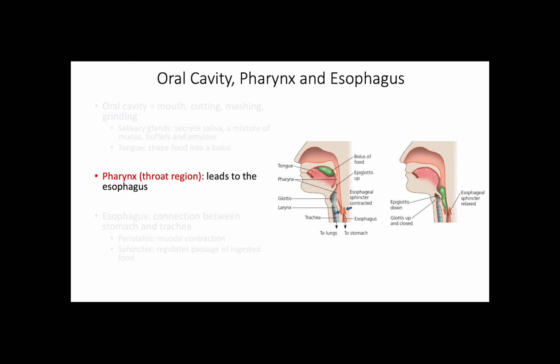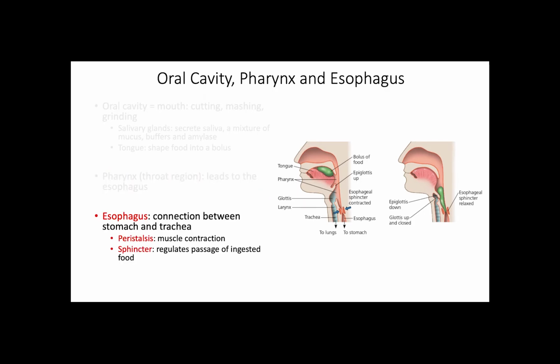The pharynx is a connection between the mouth and the esophagus. It also connects to the trachea, which is a passage into the lungs. The esophagus serves as a connection between the stomach and the trachea. In this region, food is moved down the stomach by peristalsis, which are muscle contractions that ensure the bolus moves in a single direction. The sphincter regulates the passage of ingested food to the stomach.